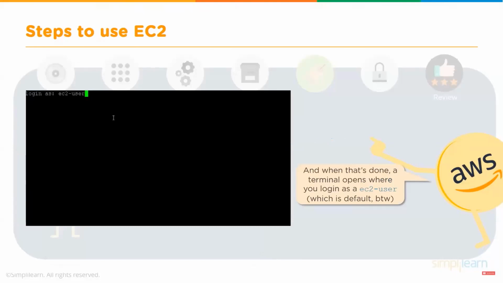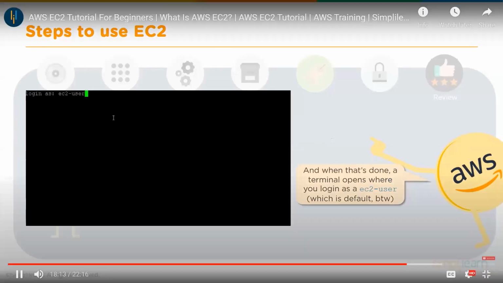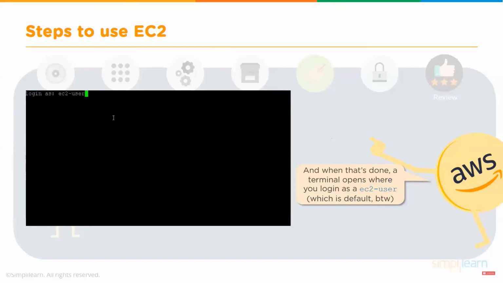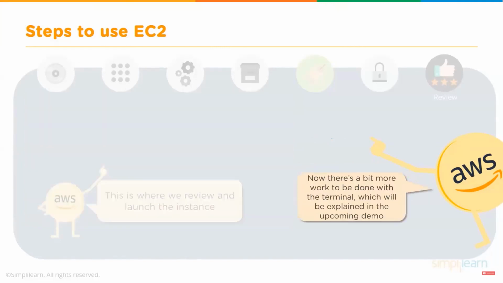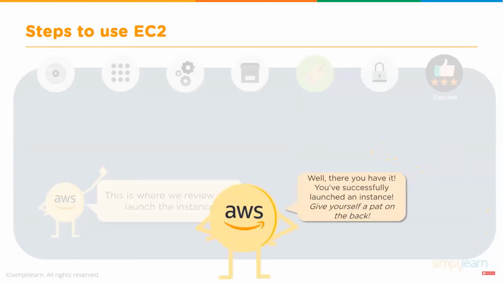The AMI comes with a default username. Depending on the AMI that we have picked, the username might differ. In our case, we have picked an AMI for which the username is ec2-user, and this is the default, by the way. Let's put the username ec2-user and hit enter, and that's going to open up the Linux instance using the CLI. There are a few other things that we can do with the terminal that we'll explain a little later. Alright, so we have successfully launched an EC2 instance, and give yourself a pat on your back.